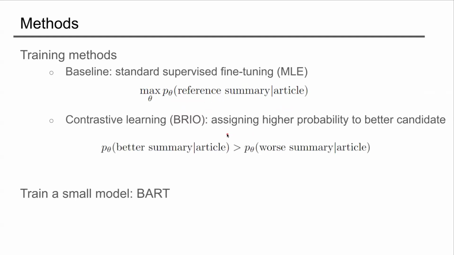And then you can also train the model in a contrastive learning setting. For example, we took the BRIO method, which trains the model to assign higher probability to the better summary. So the second one is a contrastive learning setting or a pairwise setting, whereas the first one is just standard fine-tuning. Using this, we train a small model, which is BART, a 700 million parameter model. So it's very small; just to compare, GPT-3 is like 300 billion parameters. So this is orders of magnitude smaller.